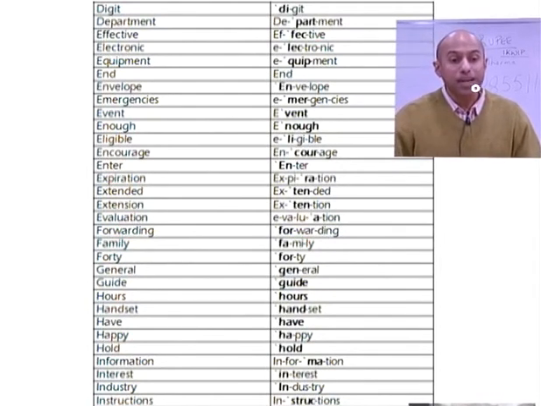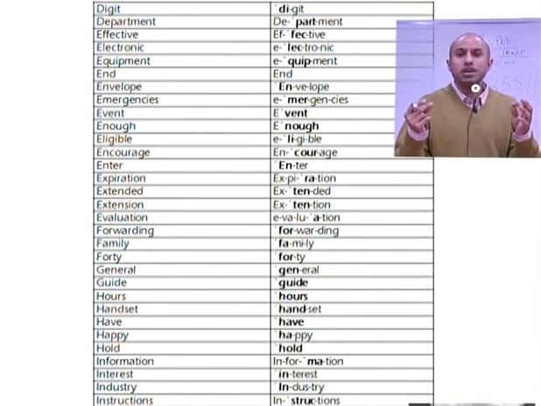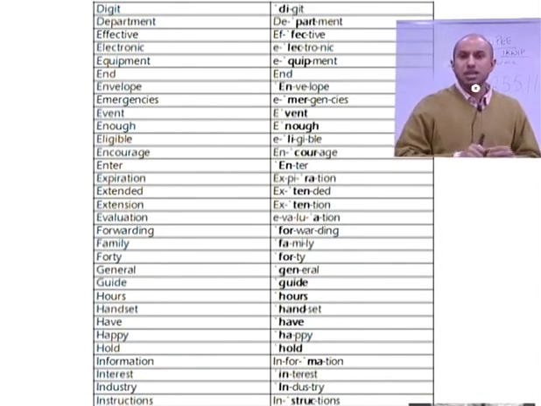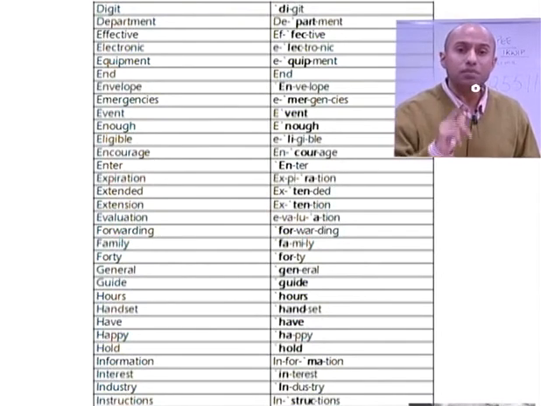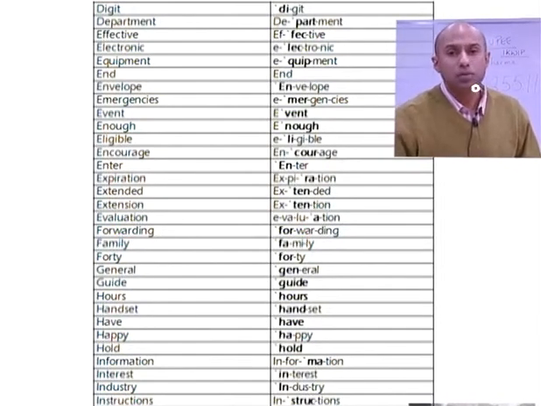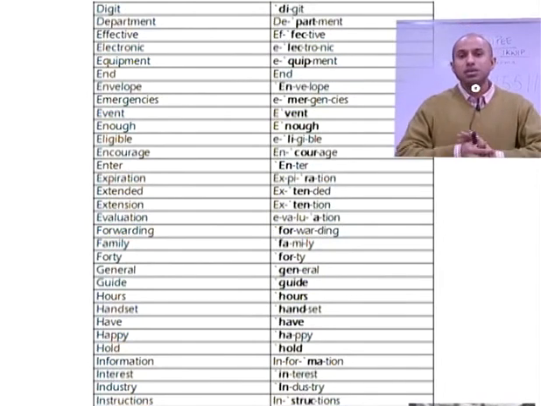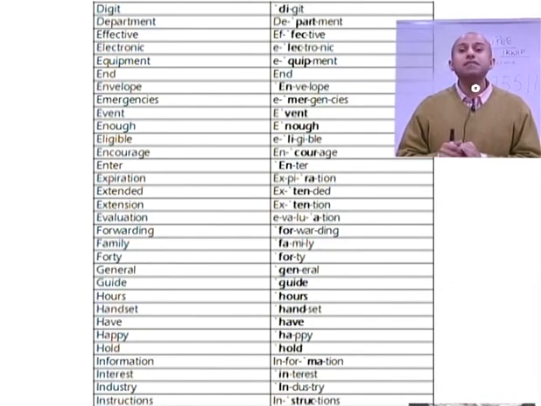Then we have the next one, envelope. What is an envelope? An envelope is what you put your letter into to post. And the V in the middle is clearly heard, envelope. And we have the same word used and said as envelope. What does that mean?